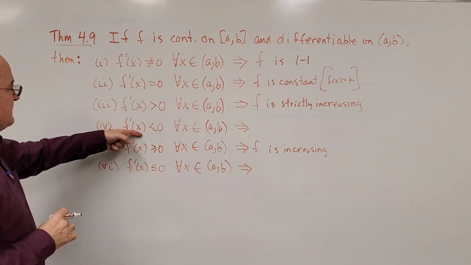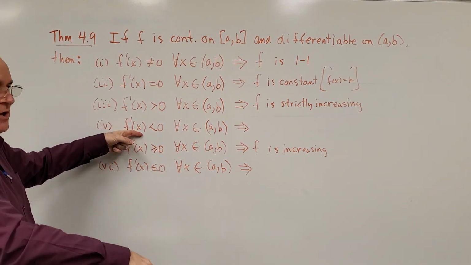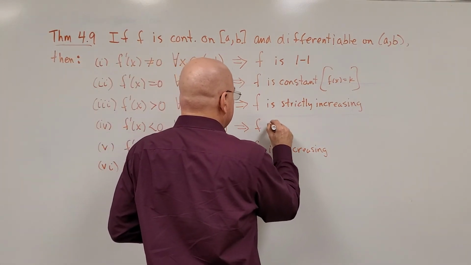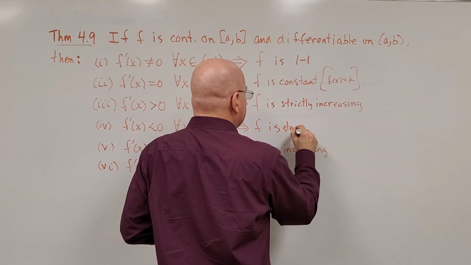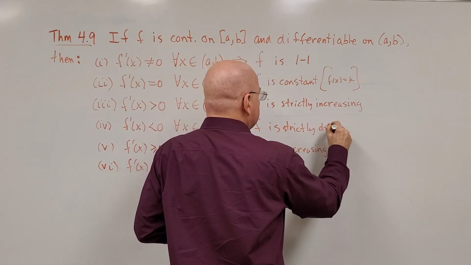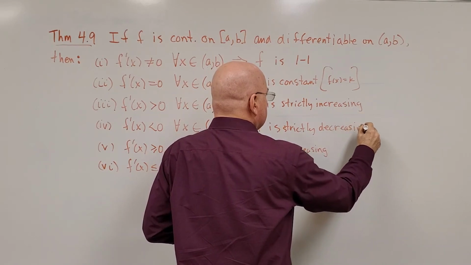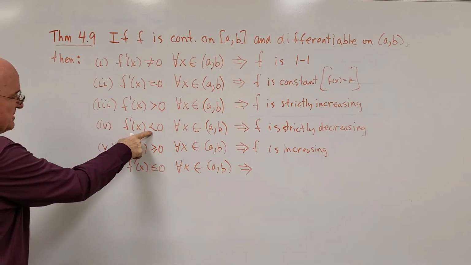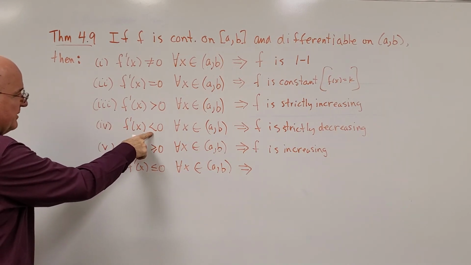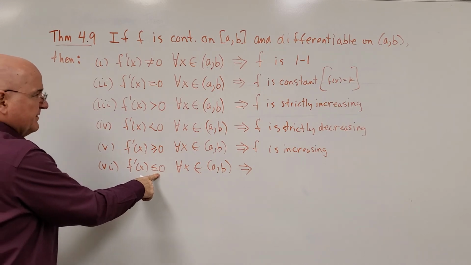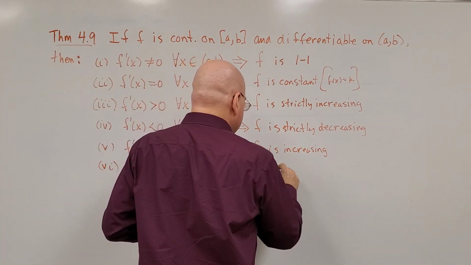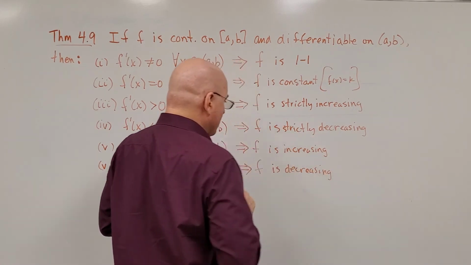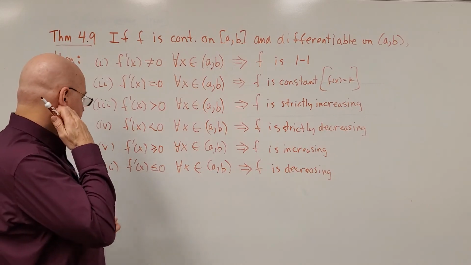Then, if f prime is less than 0, it means it's going downhill at all times. Never levels out. In that case, f is strictly decreasing. And similar to that, changing the derivative being less than 0 or negative to less than or equal to 0 means that f is decreasing. Again, a better word for that would be non-increasing.